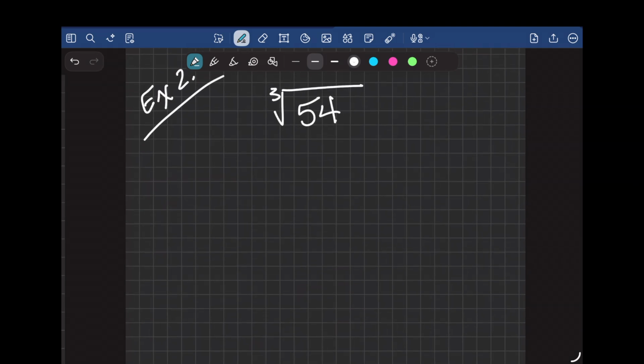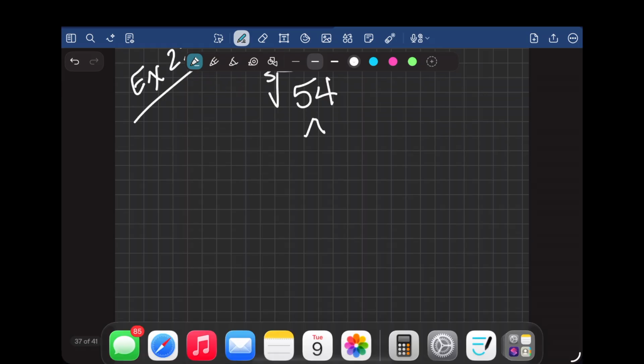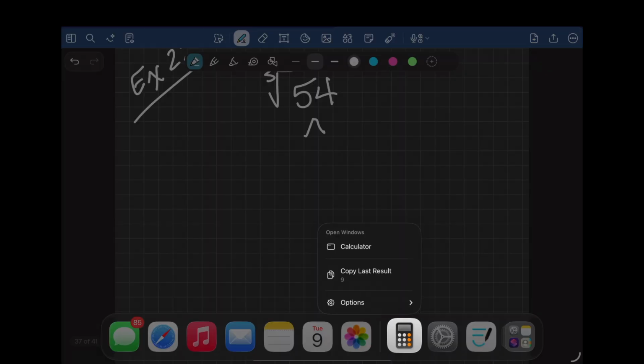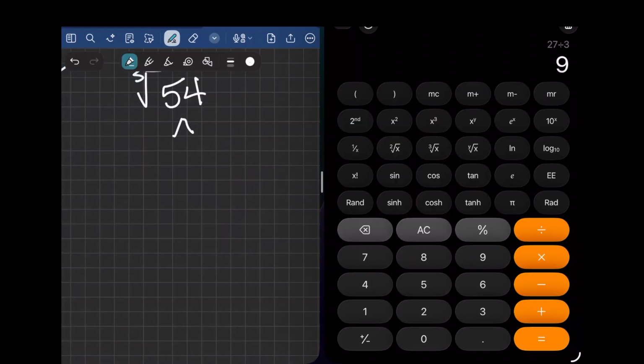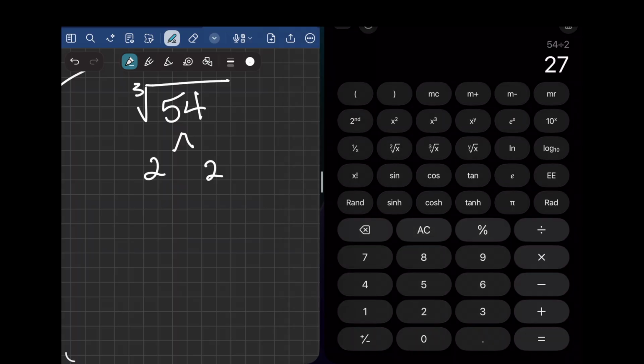Looking at example 2, we have the cubed root of 54. So if you're looking at this and you're not sure what things break down 54, you can use your calculator. So you're going to start with the number that you're trying to break down, which is 54, and just begin dividing. So if I do 54 divided by 2, I get a whole number, and that's what I'm looking for. So I'm going to do 2 times 27, and we're done there.